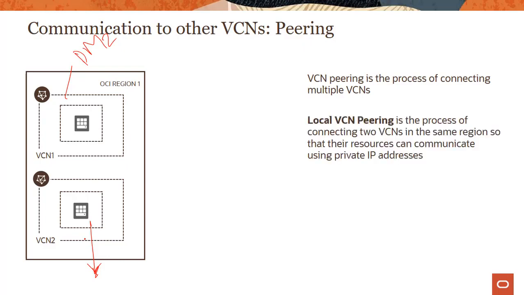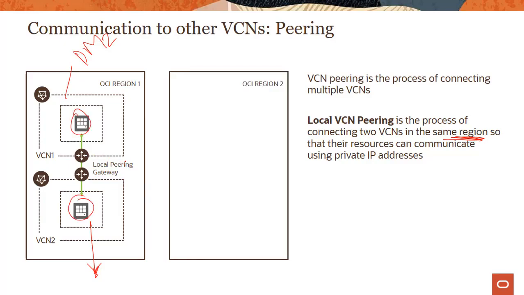One is called local VCN peering. In this process you connect two VCNs in the same region. So you're in the same region, and their resources can communicate using private IP addresses. So this guy can talk to this guy. You create something called a local peering gateway, and the communication happens.